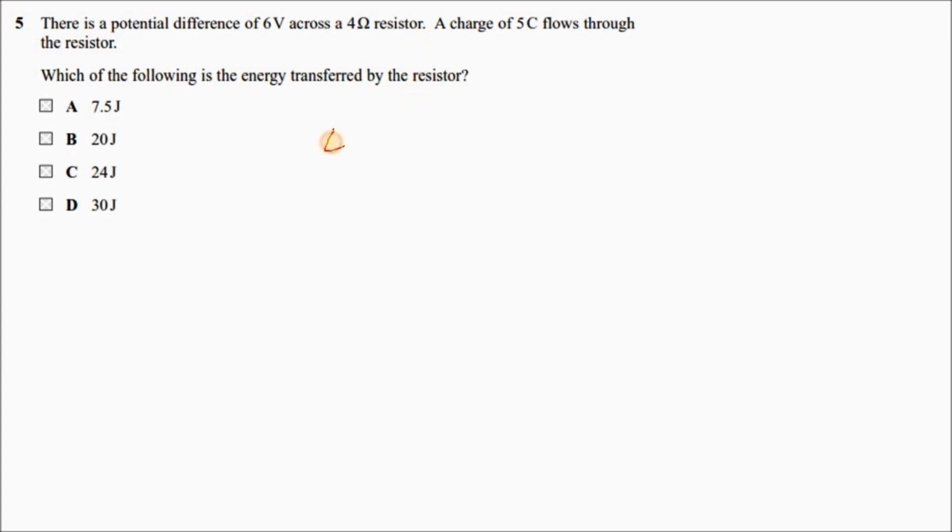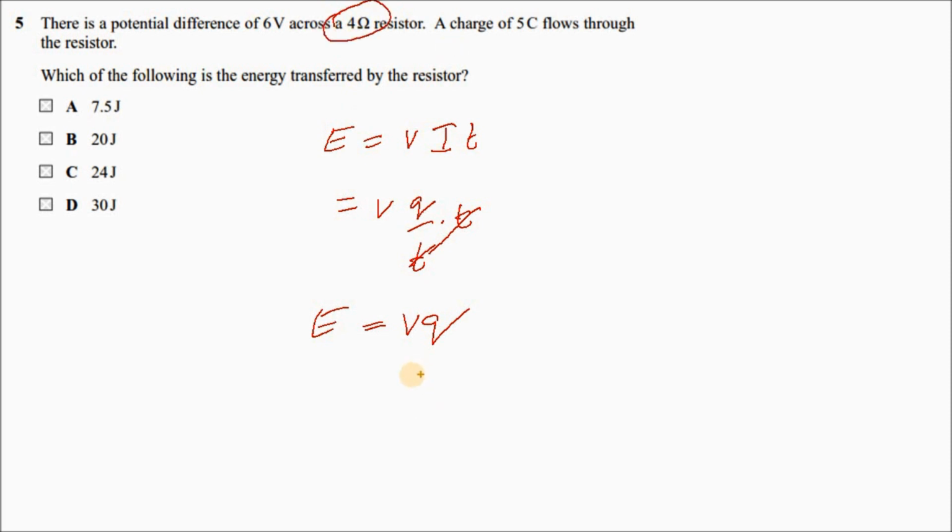Energy E is equal to VIT, a general formula with voltage, current and time. We are given voltage and resistor, but we don't have time and we don't have current. But I is charge per unit time, so E is equal to VQ. That means you don't need the resistor to find the energy transferred, because you have charge and you have a voltage. You multiply these two, you get energy.